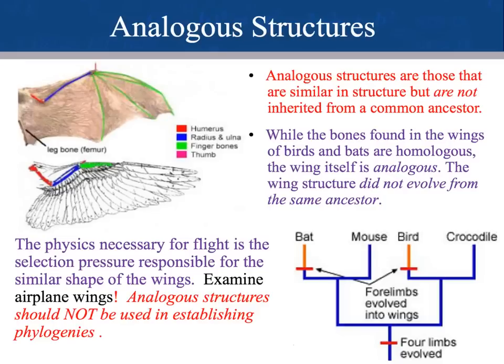It's very important for you to understand that while we can use homologous structures to develop and establish a phylogeny, we never, ever use an analogous structure to develop a phylogeny. Okay, so that should never be a basis for how something is evolutionarily related.